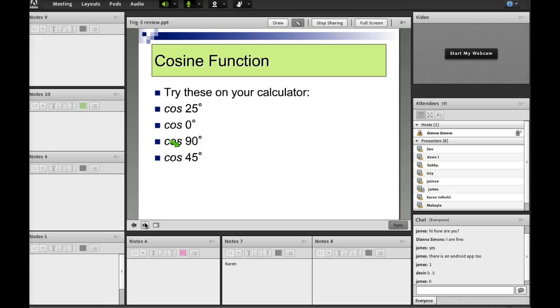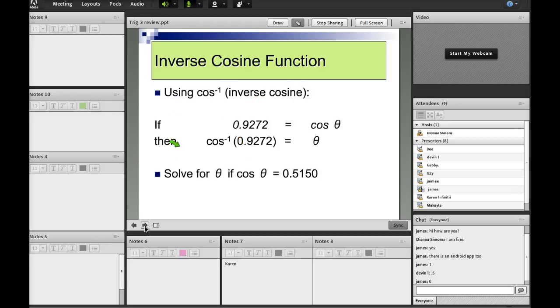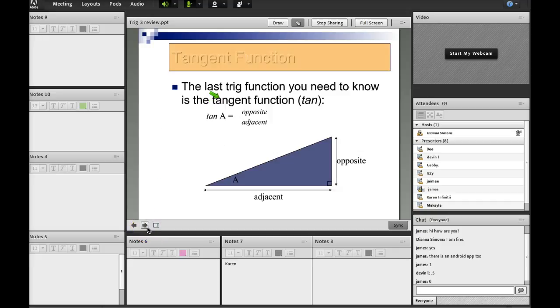Cosine 45. I don't know what the decimal is for that, but it's square root of 2 over 2. Oh, 0.707. So those aren't things that you have to know. Those are things that you can use your calculator for. Later in trig, you'll have to know the unit circle and all that. So if you want the inverse, that means you want to know what the angle is. You have the sides, you want to know the angle.